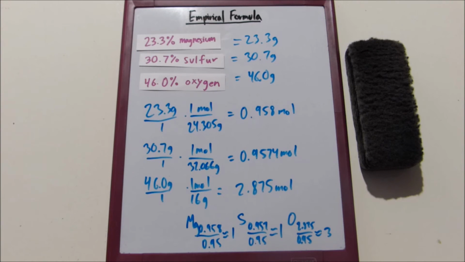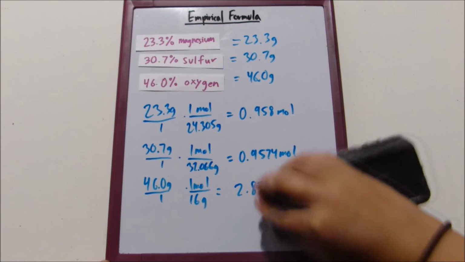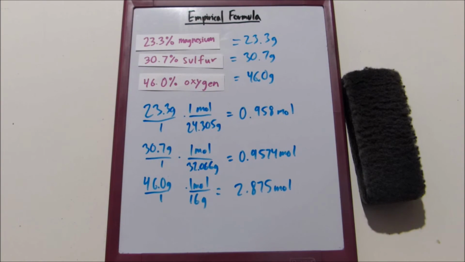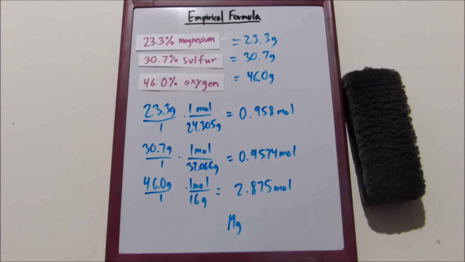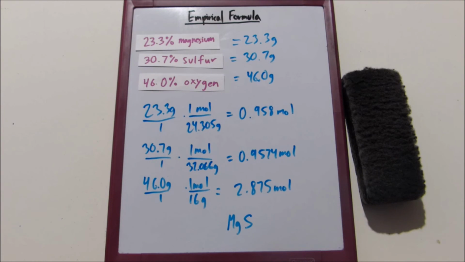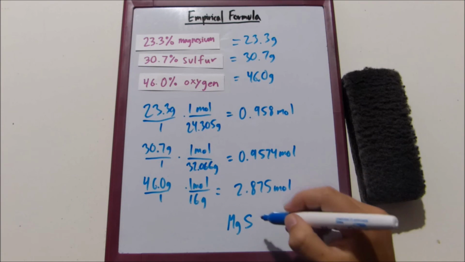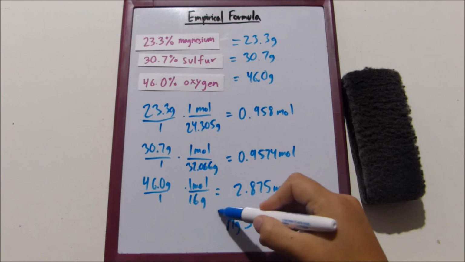So then what we can do is we can simplify all of this to just one compound without all these numbers here. So we've got our magnesium, and we only have 1, so it doesn't need a subscript there. We've got a sulfur, and it's only 1, no subscript, and then oxygen is 3. So that is our empirical formula. We've got MgSO3. And that's how easy it is to find empirical formulas.